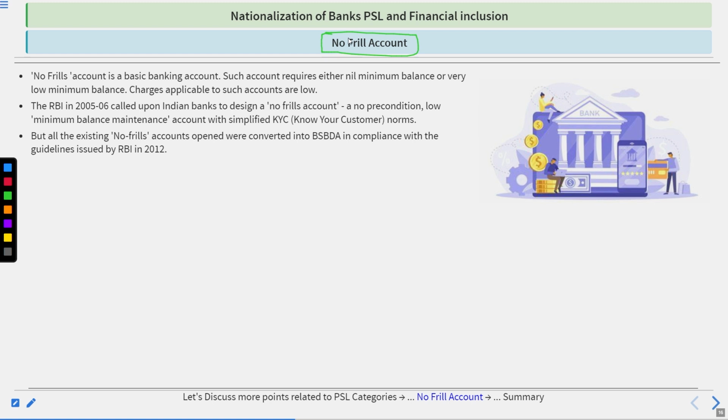NFA or No Frills Account. A no frills account is a basic banking account. Such an account requires either nil minimum balance or very low minimum balance. Charges applicable to such accounts are low. The RBI in 2005-2006 called upon Indian banks to design a no frills account, no precondition, low minimum balance maintenance account with simplified KYC, known as the Know Your Customer norms. All the existing no frills accounts were converted into BSBDA in compliance with the guidelines issued by the Reserve Bank of India in 2012.